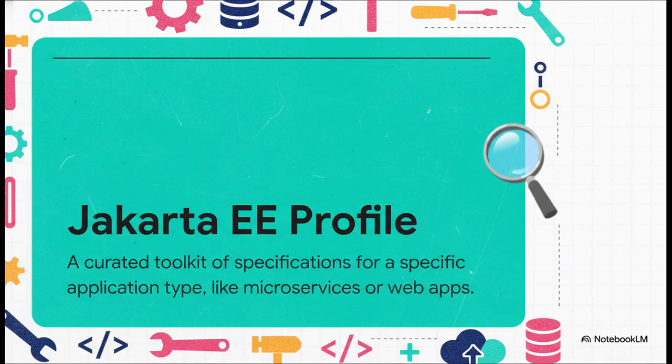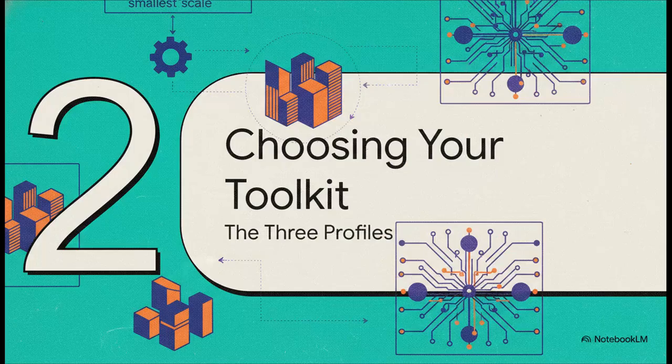Now, to make things even easier, Jakarta EE bundles these specifications into something called profiles. The best way to think about a profile is like a prepackaged toolkit. So instead of having to pick out every single screwdriver and wrench yourself, you can just grab the whole toolkit that's designed for the job you're about to do. And there are three main toolkits, or profiles, that you can choose from. Each one is built for a different kind of application, and each one builds on top of the last.